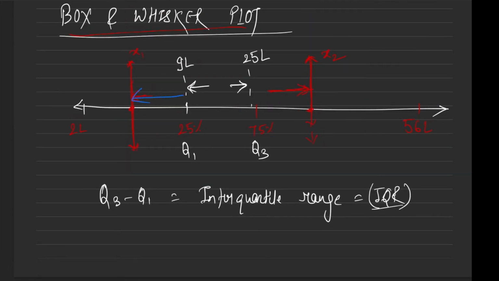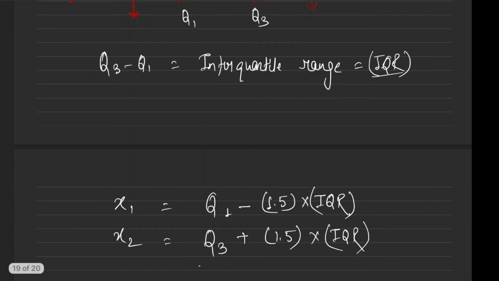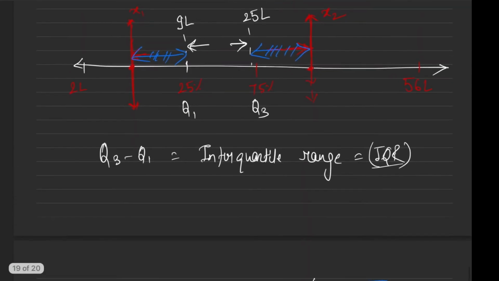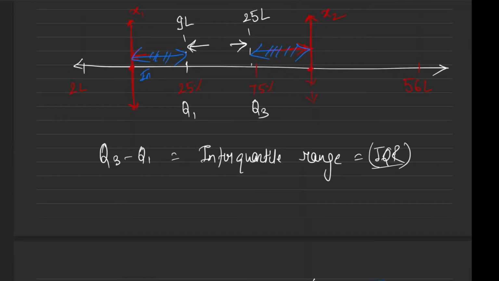Now this x1 and x2 is called the inner fences. You don't need to remember this term, but generally the box plot whiskers will be x1 and x2. You need to find them using this formula. This is called your inner fences.